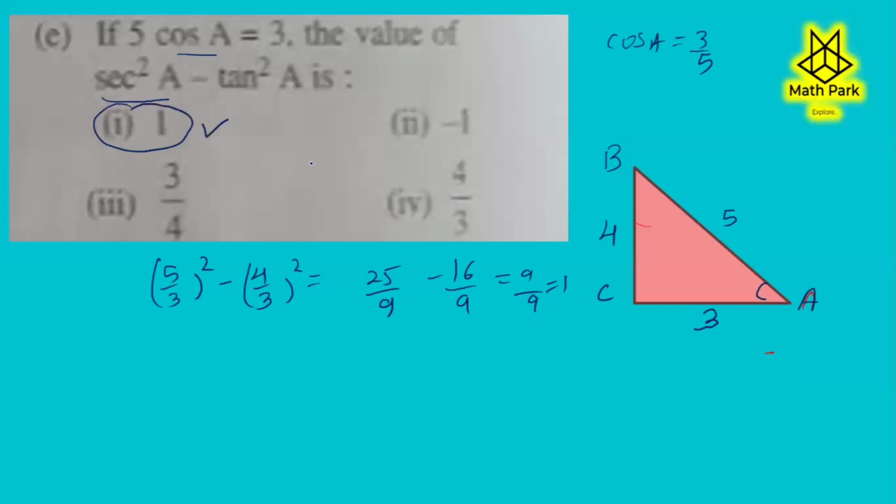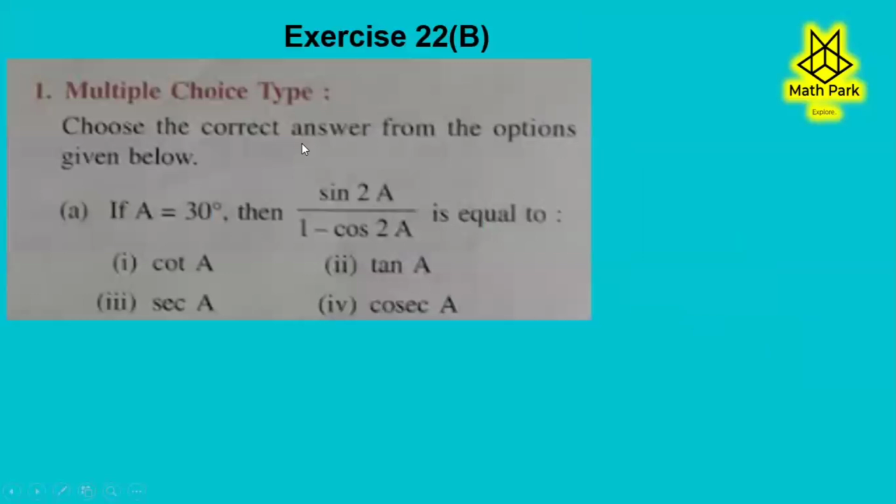This is again an identity which you are going to need further for proofs. Starting with exercise 22B. Choose the correct option from the options given below. A is equal to 30 degrees. Then sin 2A upon 1 minus cos 2A is what?